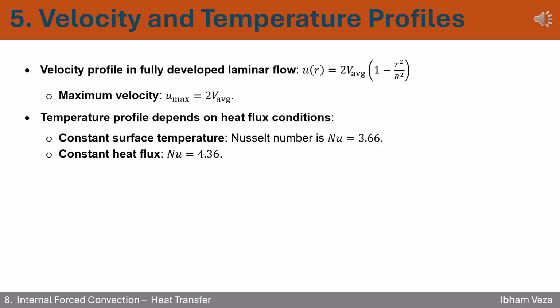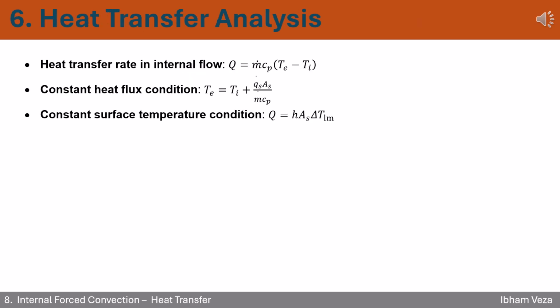Temperature is a bit different. It depends on how we heat or cool the pipe. If the surface has a constant temperature, the Nusselt number is always 3.66, very predictable. But if the pipe is heated with constant heat flux, the Nusselt number increases slightly to 4.36. This simple breakdown helps you quickly estimate heat transfer in laminar pipe flows without complex calculations, especially useful in early design stages.